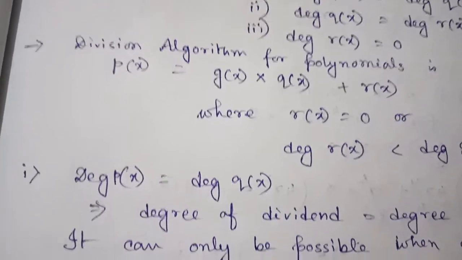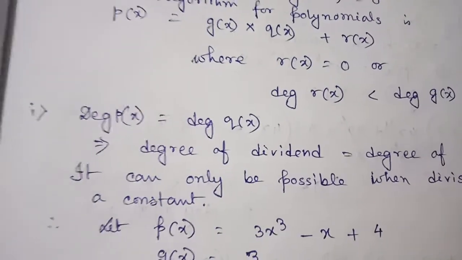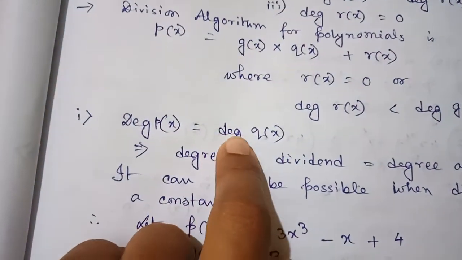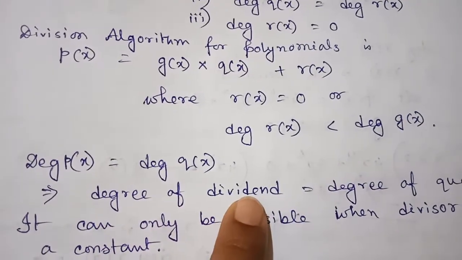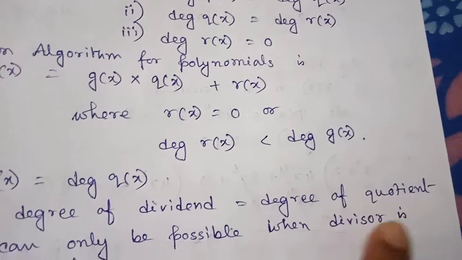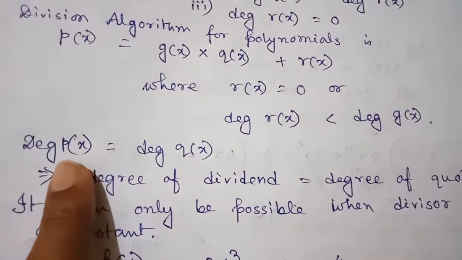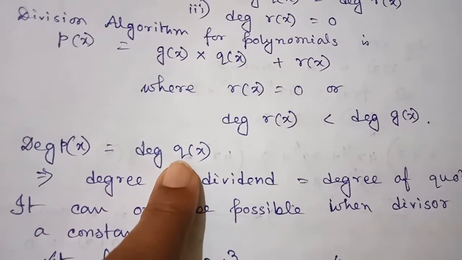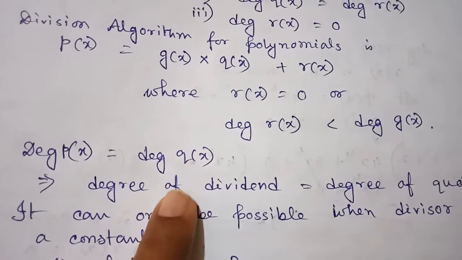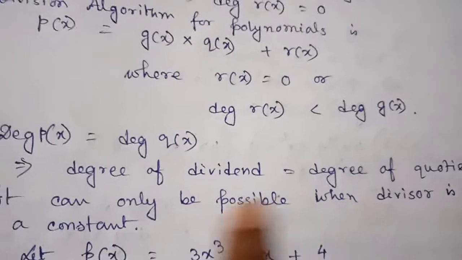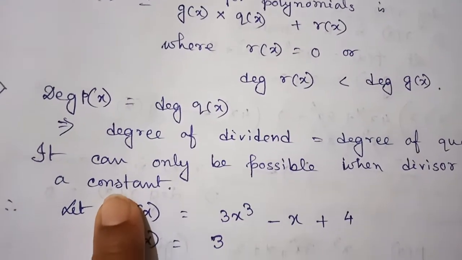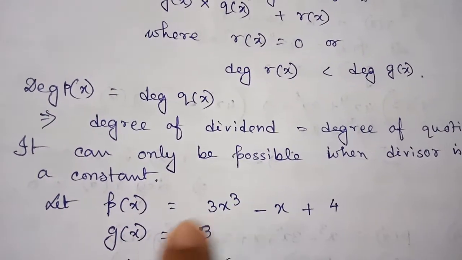Now question number 1: degree of p of x equals degree of q of x. It means degree of the dividend equals degree of the quotient. Now, the degree of the dividend and degree of quotient both can be equal only if the divisor is a constant. Now, let us look at this example that I have formed.